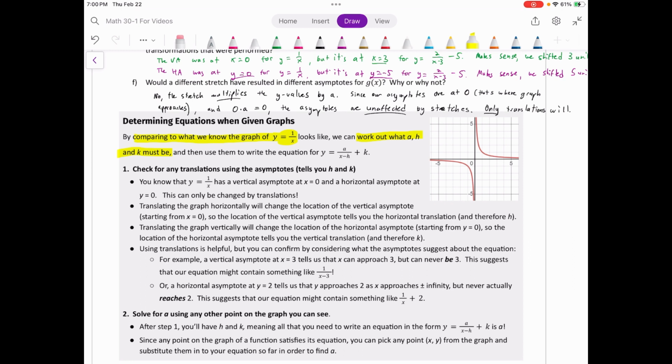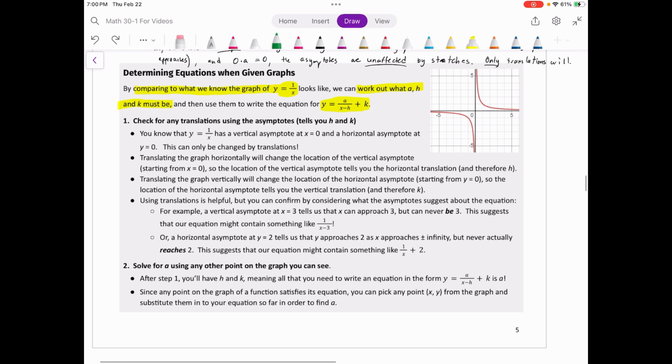Has it been horizontally or vertically translated? And if so, by how much? And if we can figure that out, that's all we need to write the equation of the function in the y equals a over x minus h plus k form, right? All we need to know to do that is a, h, and k. So if we can figure that out by looking at the graph and comparing it to what 1 over x would normally look like, we can write the equation.